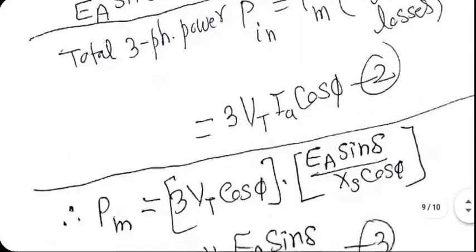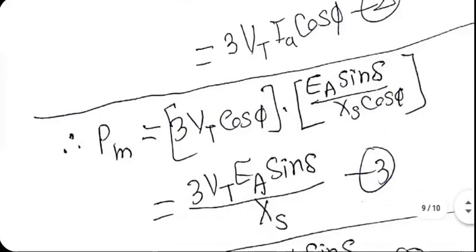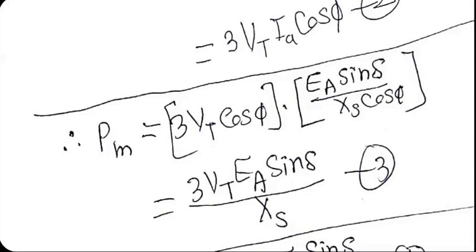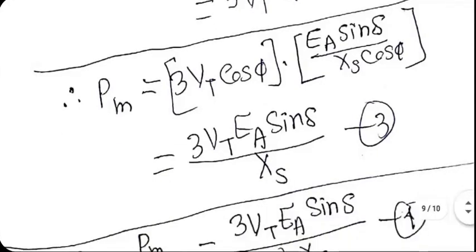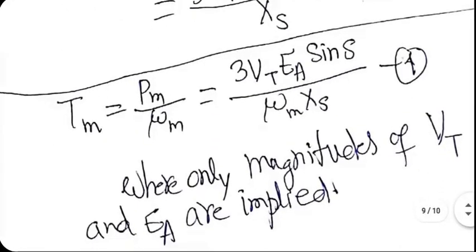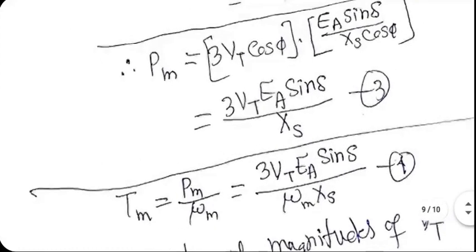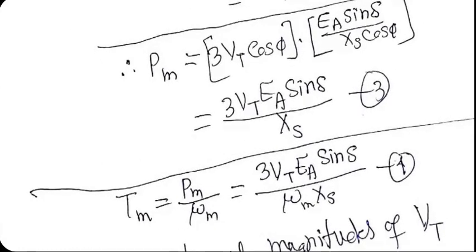So the resulting formula for mechanical power output is 3 VT EA sine delta divided by XS. It's a well-known formula. And torque, of course, can be written also very easily by dividing PM by omega m. And only magnitudes of the voltages are being considered, that's for sure, no phase angles. So you see that the output power or output torque depends on the torque angle or power angle delta, besides many other things, of course.